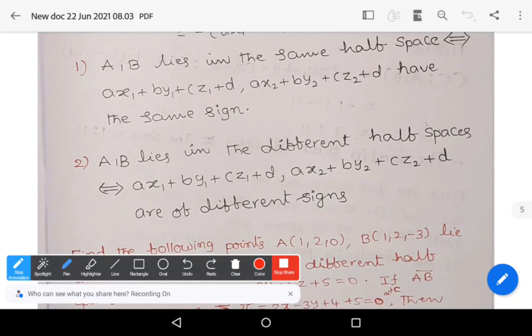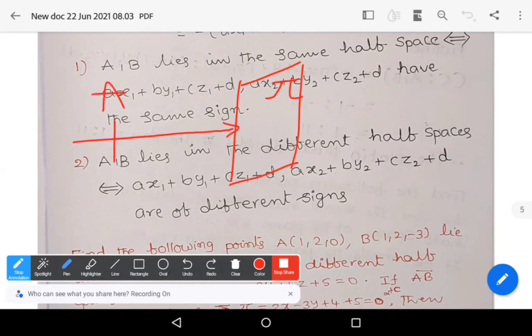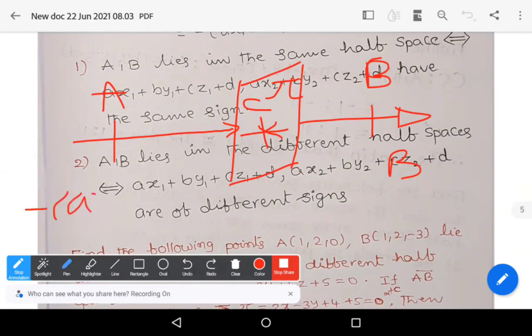The diagram may be like this. Suppose this is the plane pi, and there is a straight line, capital AB bar, which passes through this plane pi and intersects it at the point C. Then the ratio in which the line segment is divided is given by the formula, minus ax1 plus and so on, is to ax2 plus and so on.